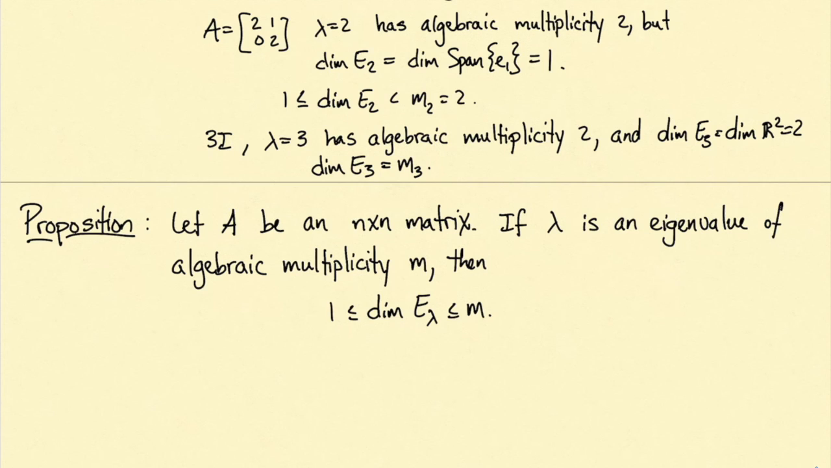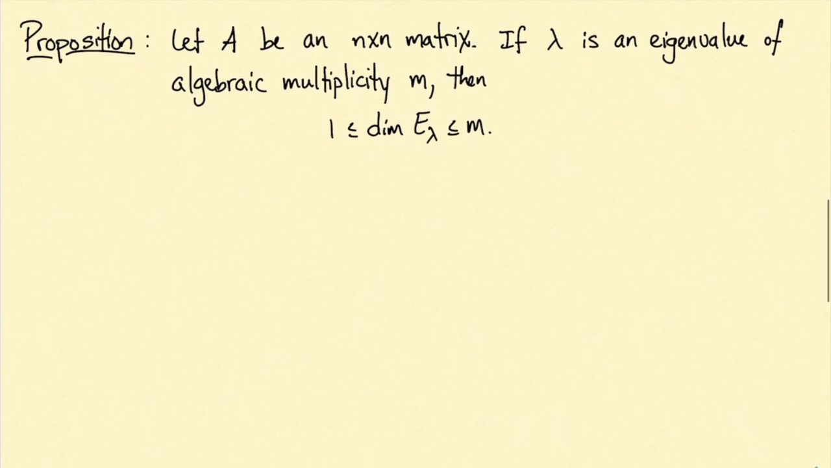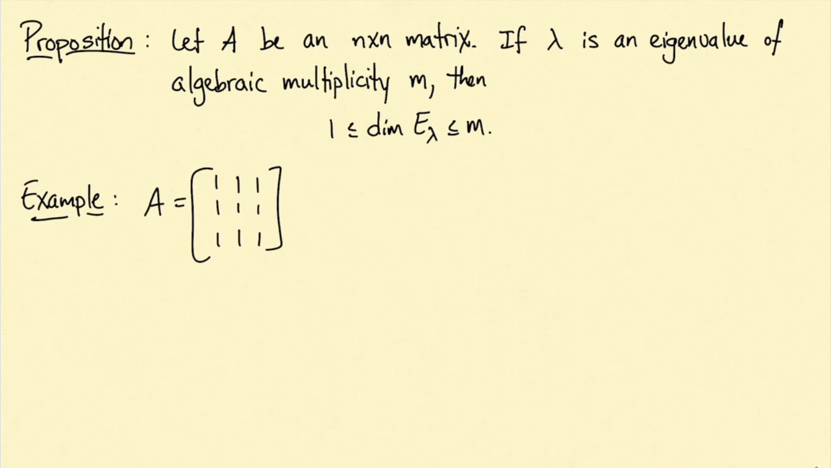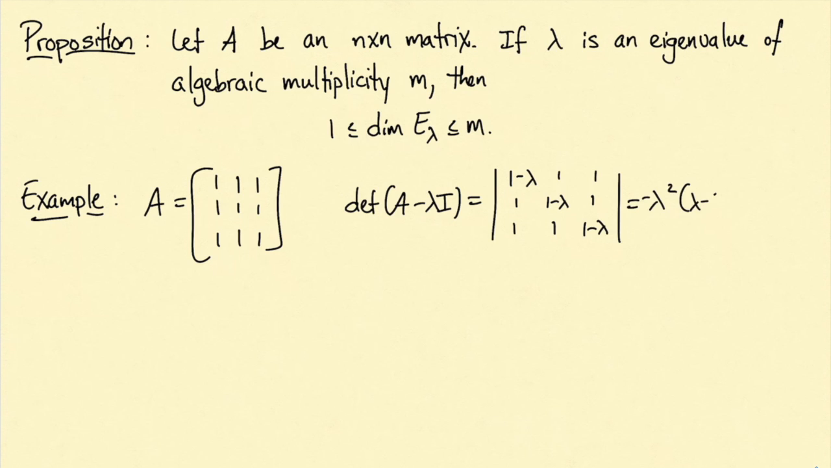Let's consider the following matrix. We can compute the characteristic polynomial for this matrix simply by computing the determinant of the matrix with 1 minus lambda down the diagonal and 1 everywhere else. If you carry out the cofactor expansion, then you'll come up with negative lambda squared multiplied by lambda minus 3.